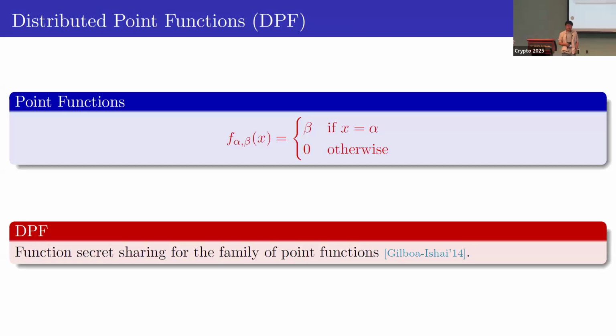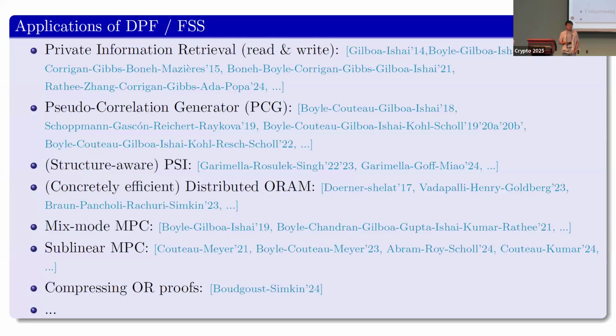So DPF, or distributed point function, is basically a function secret sharing for the limited class of functions that are the point functions, which are functions that are zero everywhere except at one location, which is non-zero. You might be wondering why we are interested in function secret sharing for this seemingly very simple family of functions. It turns out that DPF is very useful for many applications of secure multi-party computation. It was introduced in relation to the problem of private information retrieval, but later found many applications where DPF is an essential building block. Hopefully you're convinced that DPF is a very useful primitive and we should care a lot about it.